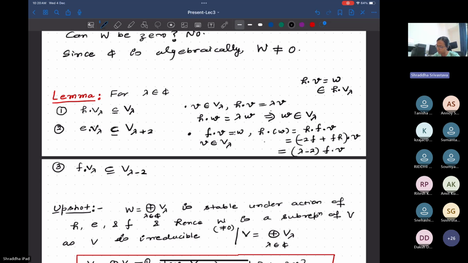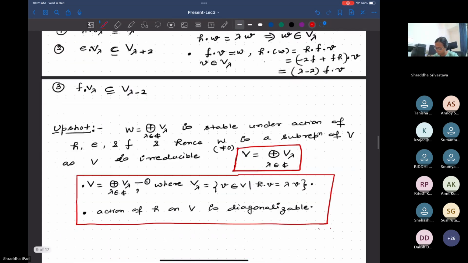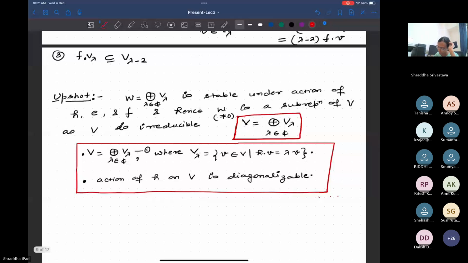So what do we get? We get something very nice here: with respect to the action of H, your irreducible representation is actually diagonalizable. I mean, V you can write as a direct sum of eigenspaces for the action of H. So the action of H on V is diagonalizable. Any question, any doubt here?